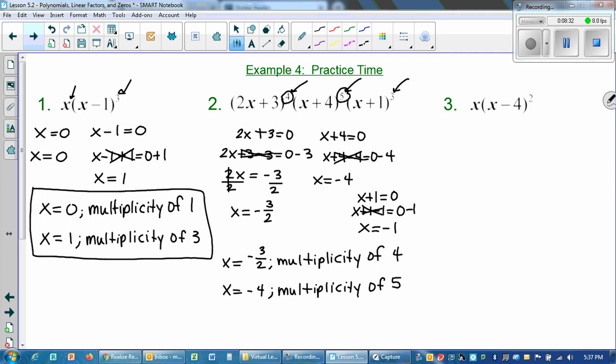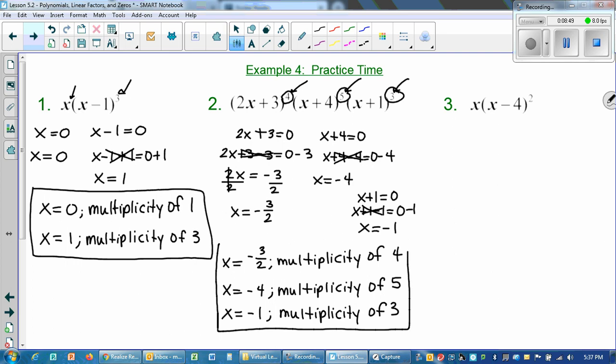And my final zero, x equals negative 1, had an exponent of 3, which means I have a multiplicity of 3. These are my final zeros and their multiplicities. We'll work the final example.